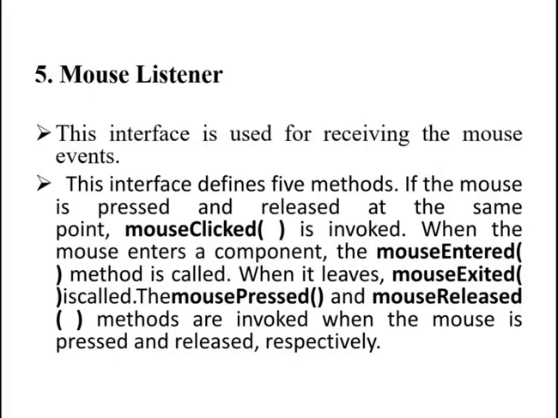This interface defines the five methods we have already discussed earlier, that is mouseClicked, mouseEntered, mouseExited, mousePressed and mouseReleased. Mouse click means to press and release at the same point. When the mouse enters a component it is mouse enter. When it leaves it is mouse exited. Mouse press and mouse release mean pressing and releasing the mouse respectively.